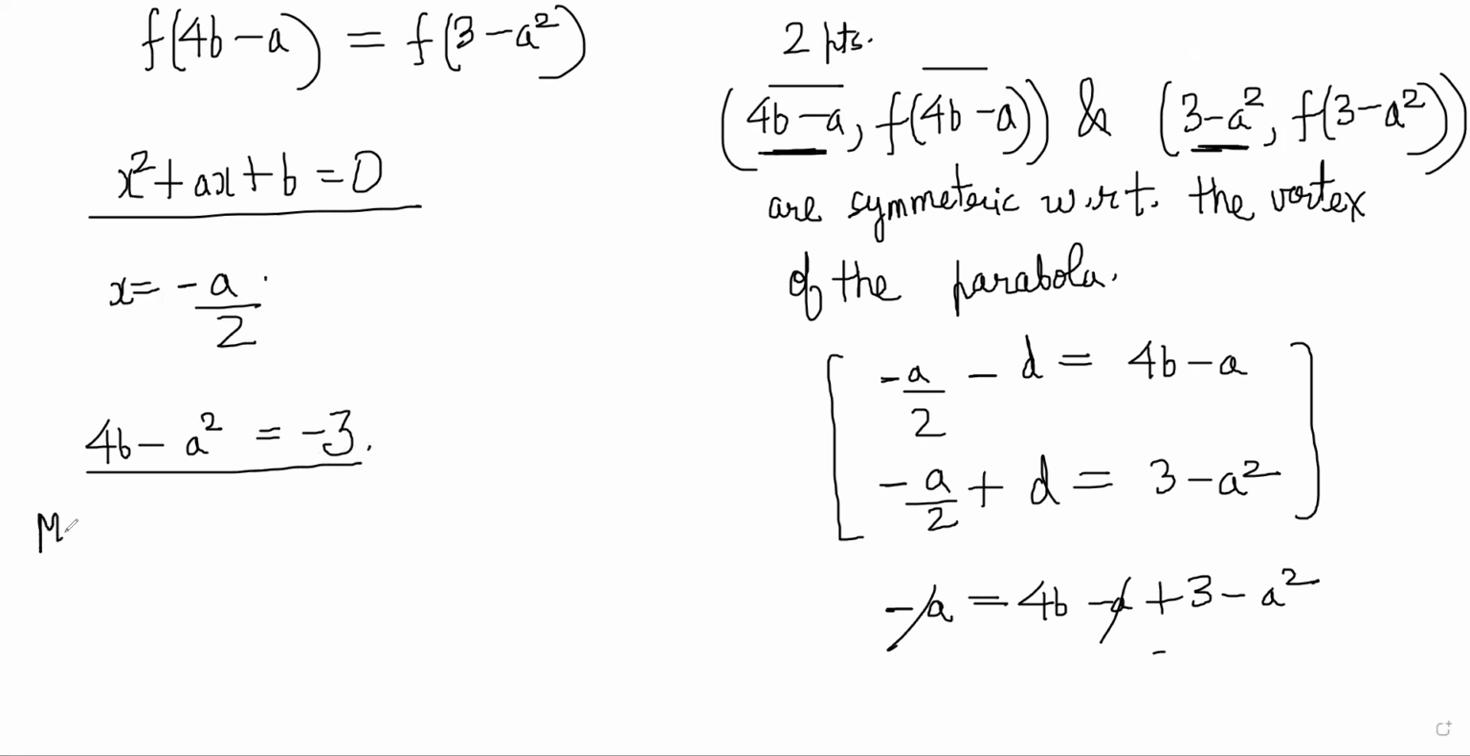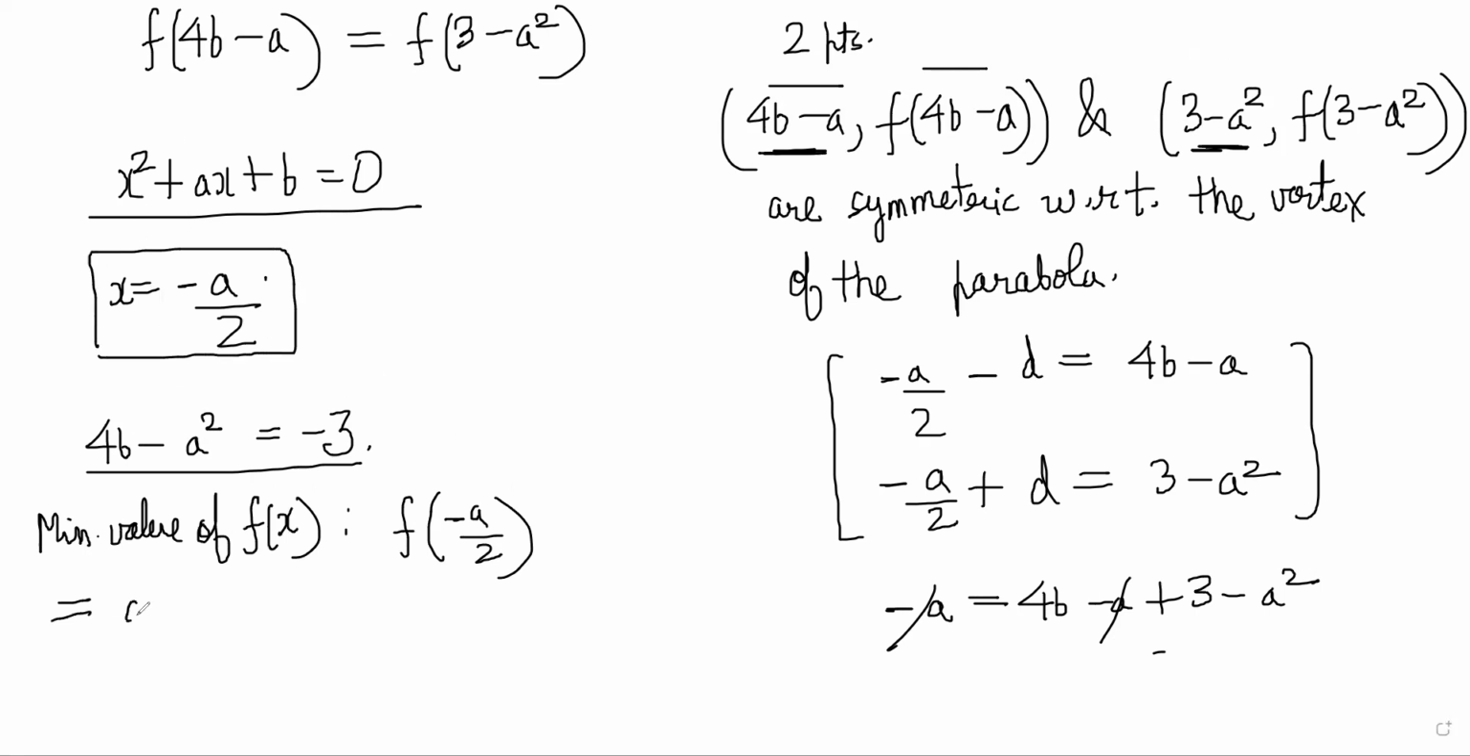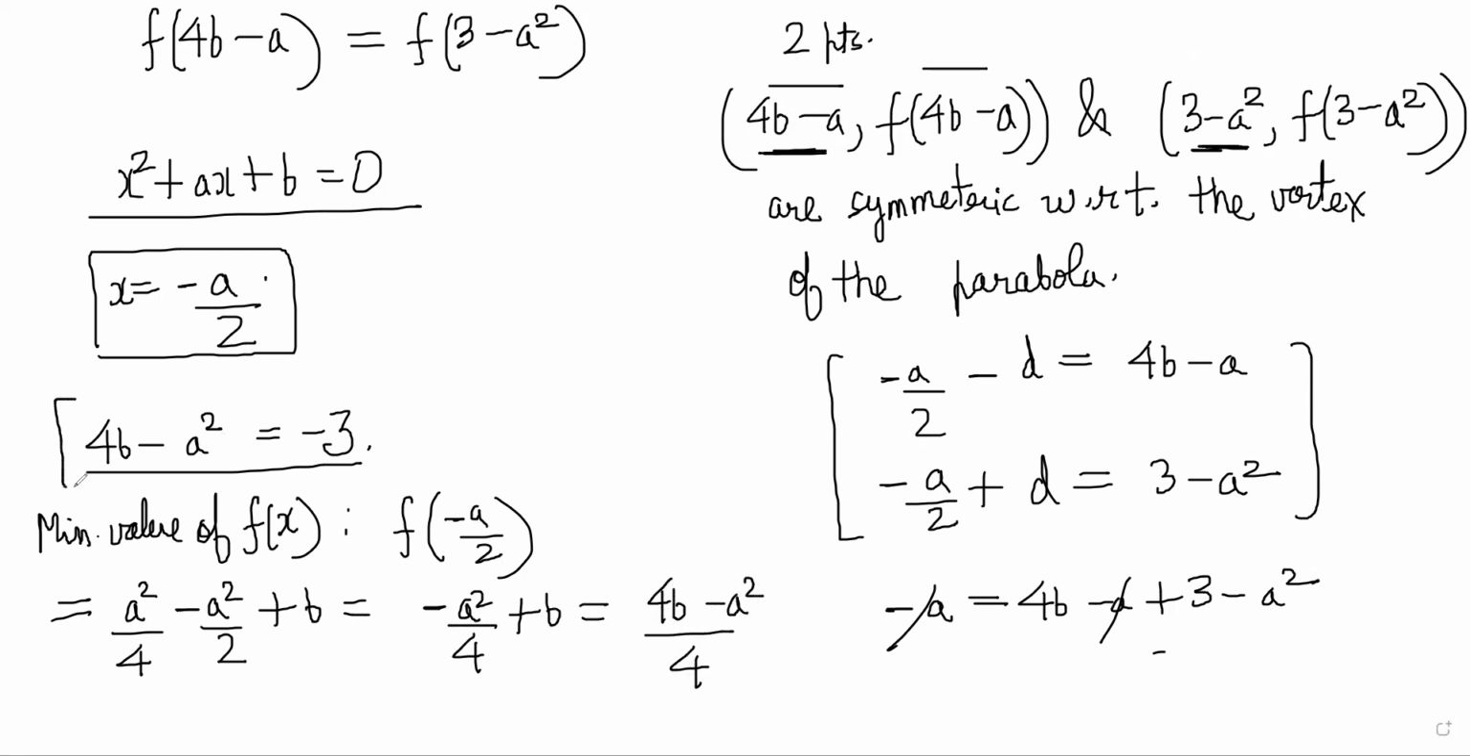Okay, so now the minimum value of the function, minimum value of f of x. If you think about it, the minimum value of the function happens at the vertex, right? So at the vertex, that will be f of minus a by 2 should be the minimum value of the function. And what is f of minus a by 2? Vertex was at minus a by 2. So f of minus a by 2 is basically a square by 4 minus a square by 2 plus b, which becomes basically minus a square by 4 plus b, which becomes 4b minus a square by 4. And now we already know that 4b minus a square is equal to minus 3. So f of minus a by 2 becomes minus 3 by 4, right?